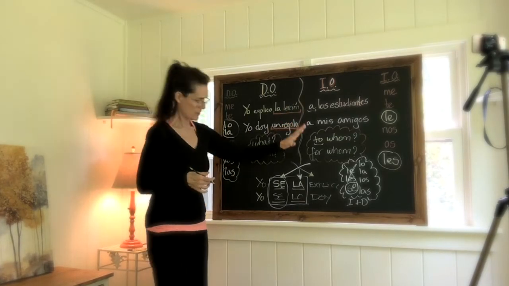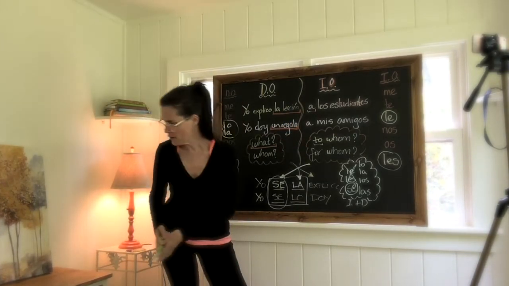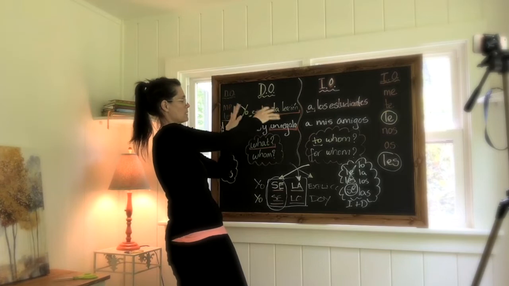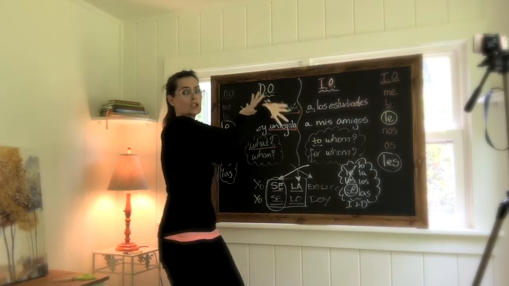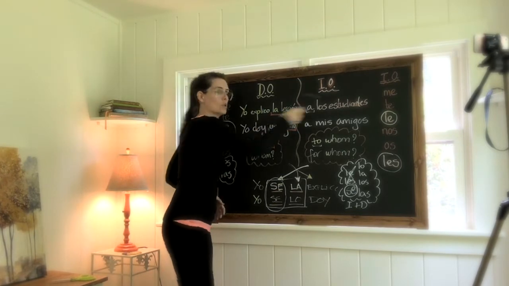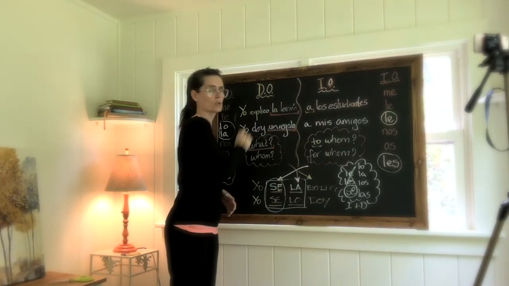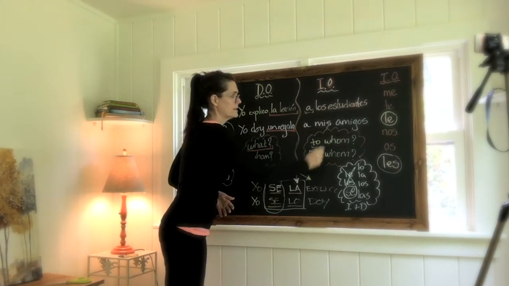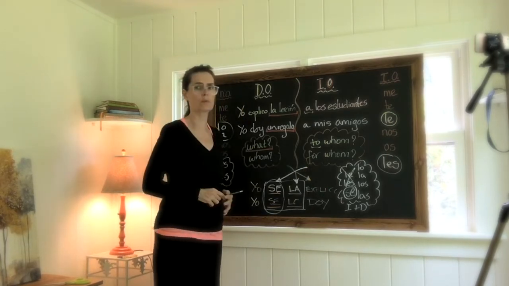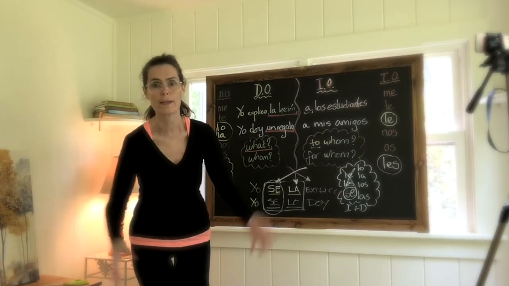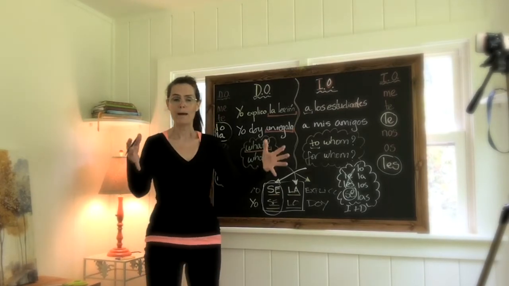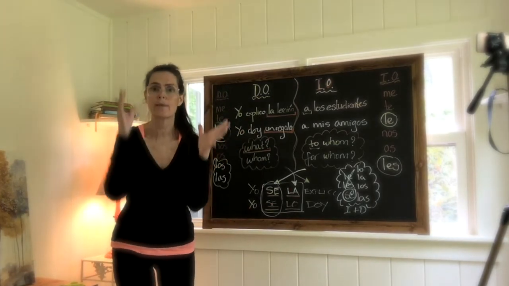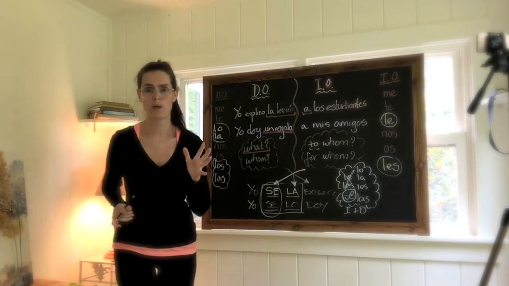Okay, so let's take a look at the IO now. The IO is that you're doing this thing. Yo explico, tú explicas, él explica la lección. So somebody's doing something, yo, to someone. You're explaining the lesson to the students. You are giving the gift to your friends, okay? And that's why this answers the question to whom or for whom, because you could be doing something also for somebody, okay? So what happens when you take these 2 parts of the sentence and you put them together, substituting them with the object pronouns?